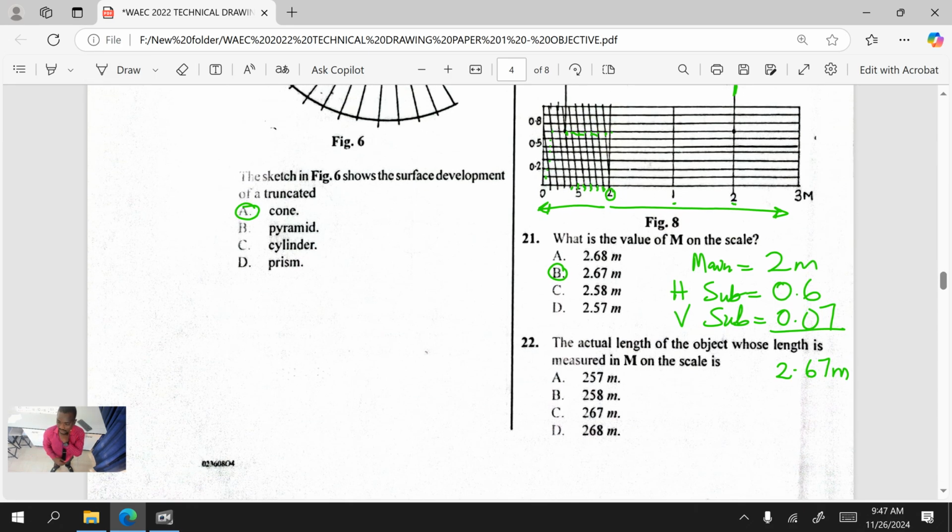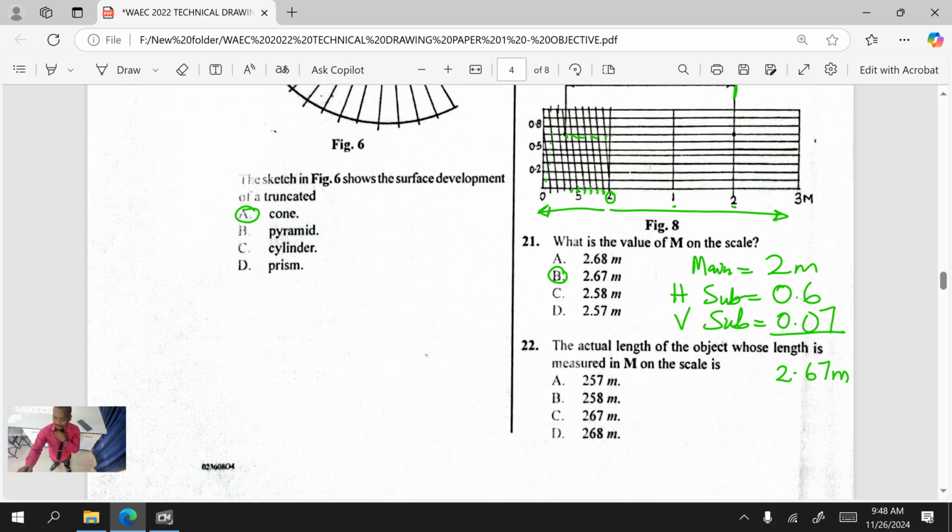The next question says, the actual length of the object whose length is measured in m on the scale is dash. Can you see it now? We have the length on our scale to be 2.67. Then they are asking us the actual length of the object. Remember when I was talking about scale? The size of the drawing and the size of the object. So here they are asking us the actual length of the object in real life. So how do we do that?